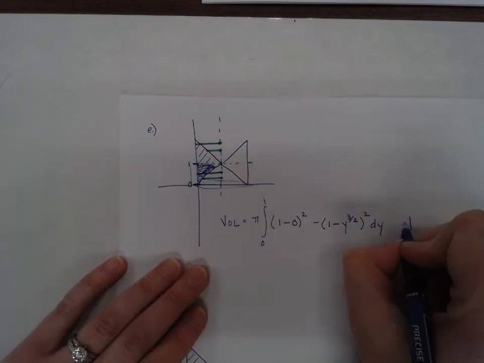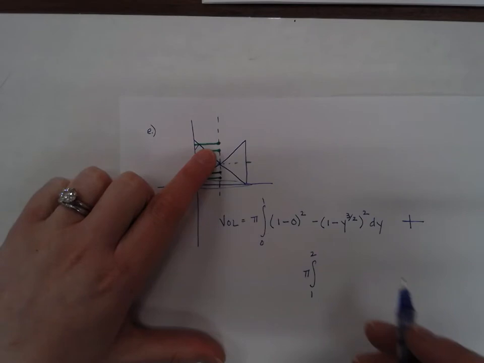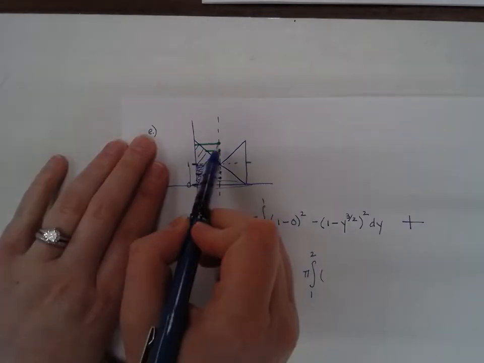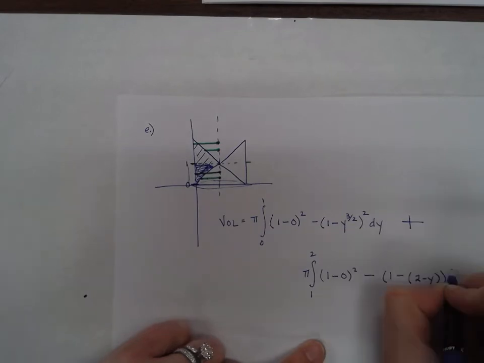Okay, so now I have the integral from 1 to 2. Put my pi on the outside. Now I have to do big radius, right minus left, minus my little radius, which is right minus, and then the left hand side is that line, 2 minus y, squared dy.